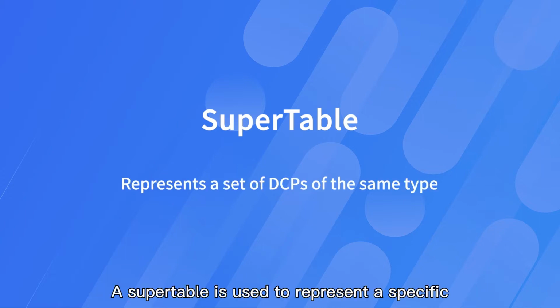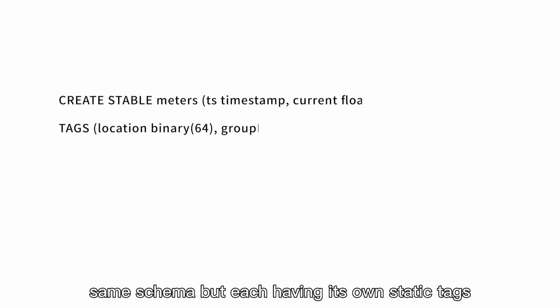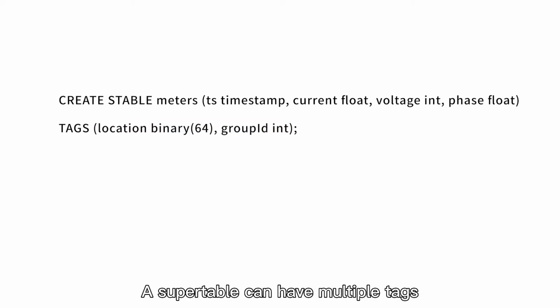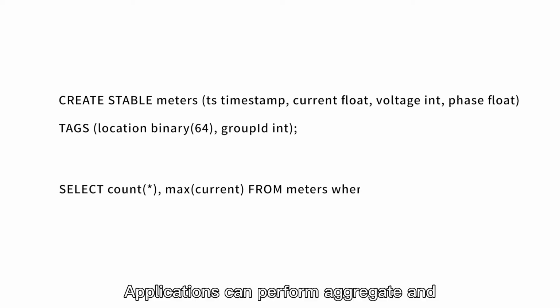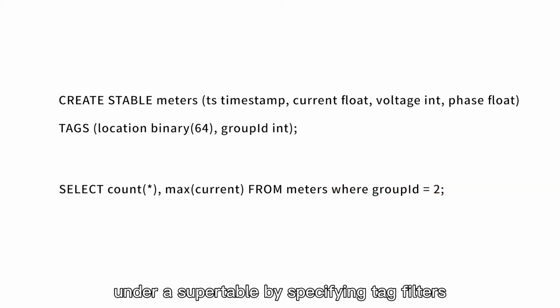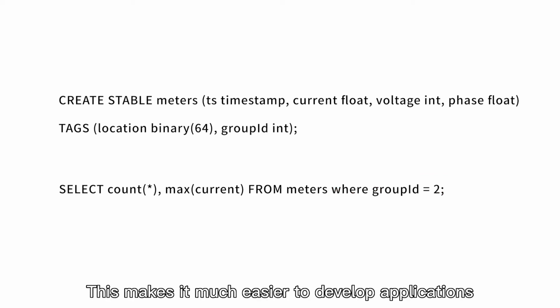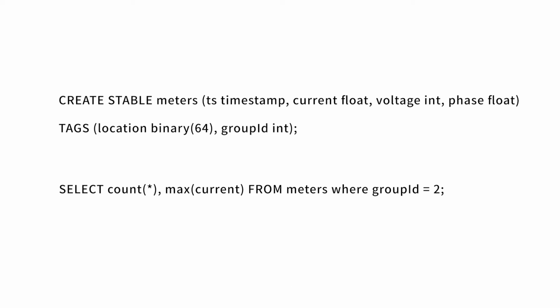A supertable is used to represent a specific type of data collection point. It is a table set containing multiple tables with the same schema, but each having its own static tags. A supertable can have multiple tags, and you can add, delete, and modify the tags at any time. Applications can perform aggregate and statistical operations on all or a subset of the tables under a supertable by specifying tag filters. This makes it much easier to develop applications that use your time series data.